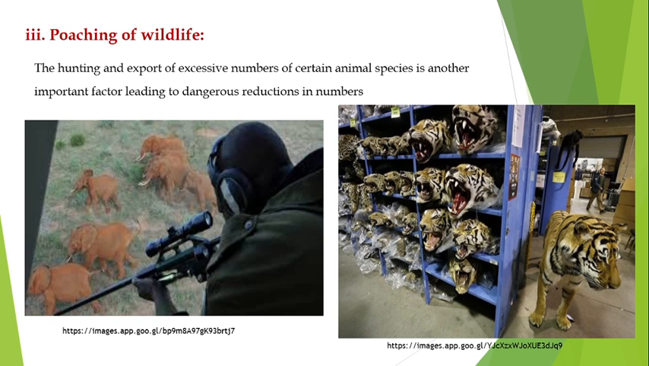Then the poaching of wildlife: the hunting and export of excessive numbers of certain animal species is another important factor leading to dangerous reductions in the numbers of animals and organisms. Basically, there are three main types of hunting: commercial hunting, in which animals are killed for profit, for sale of their furs, bones, and other body parts; subsistence hunting, the killing of animals to provide food for survival; and sport hunting, the killing of animals for recreation.